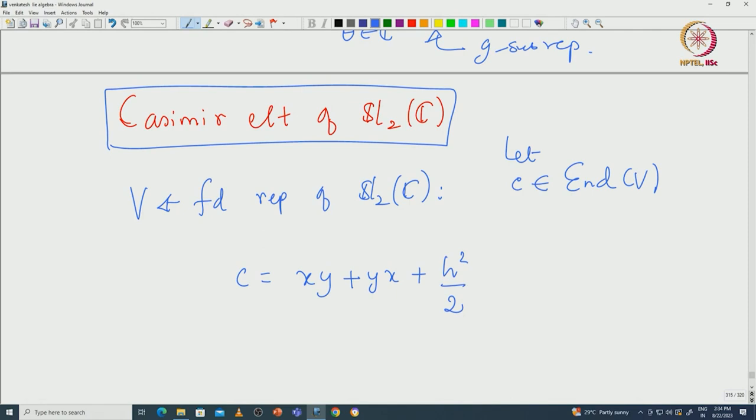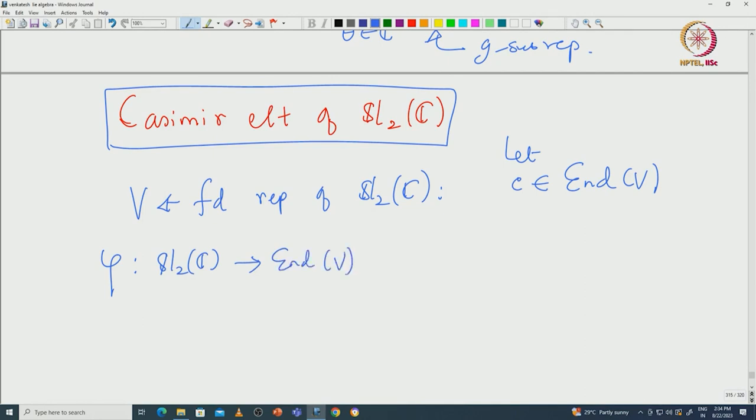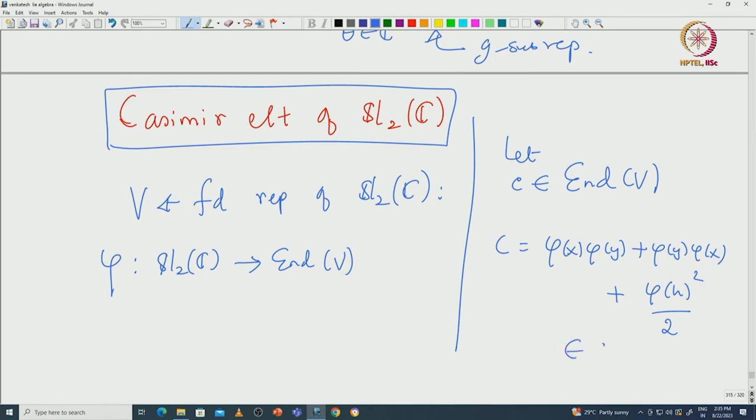As an operator, maybe let me use the representation notation so that it becomes clearer. Let us say phi is the representation from SL2C to End(V). Then C is nothing but phi(x)phi(y) plus phi(y)phi(x) plus phi(h) squared divided by 2. This is an element of End(V), which is an associative algebra, so all the products and additions make sense inside End(V).